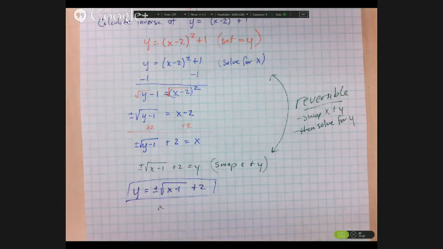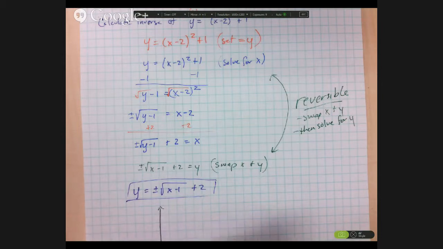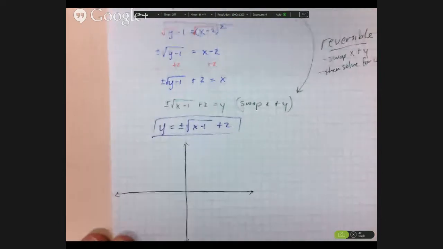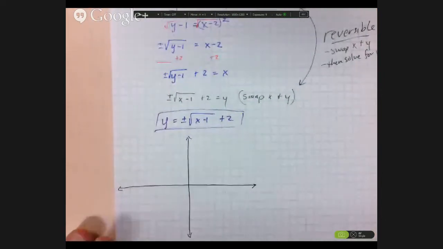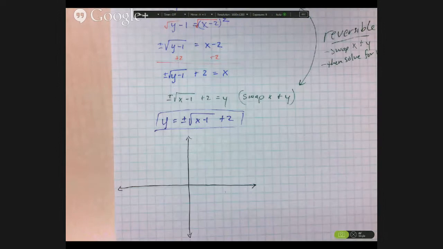Go ahead and graph the original equation using your knowledge of families of functions. Does anybody still need help with that? Families of functions stuff? Yeah. Okay, we have our base. What's our parent? What's the parent function? It's this one.